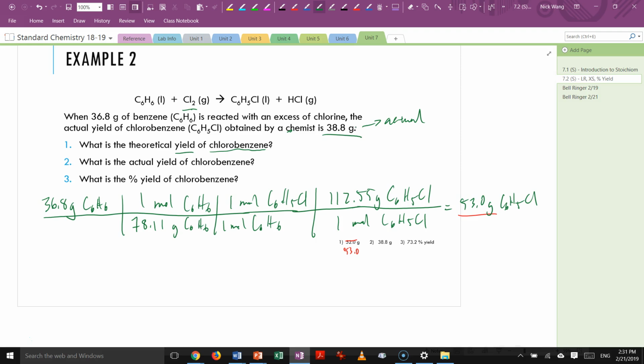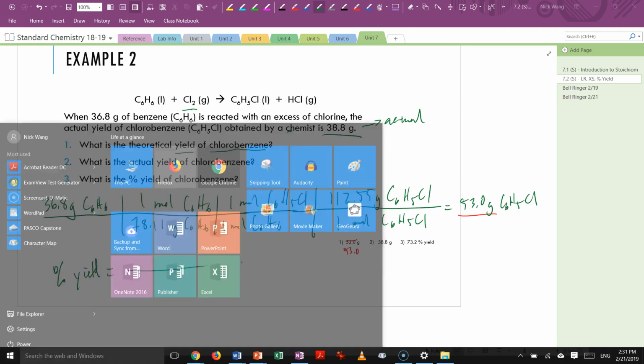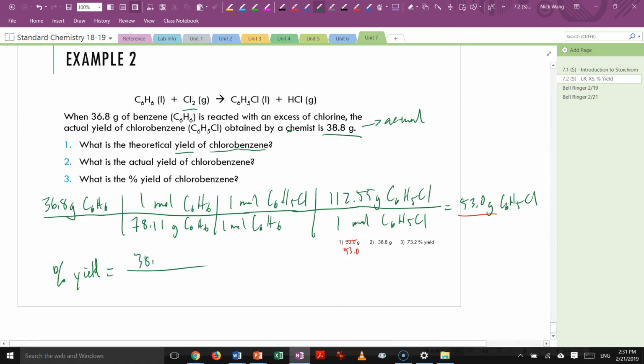Finally, number three, what's the percent yield of chlorobenzene? I really hope this is just an application of that percentage formula for most of us, so no problem here. Go ahead and take the 38.8 grams of product that you're able to obtain divided by the 53.0 grams that you were supposed to get, and that'll end up giving you a decimal, but converting it to a percentage, 73.2%. Alrighty, that'll do it.